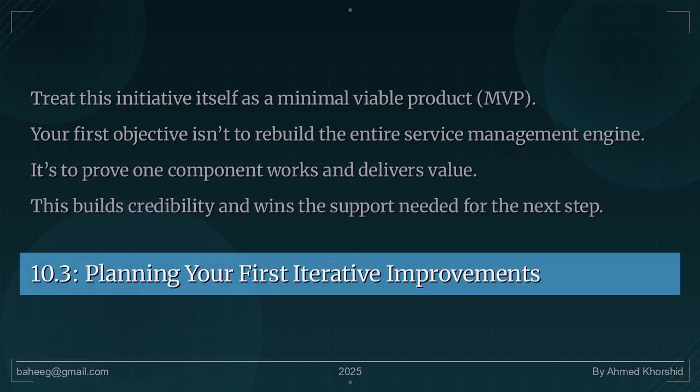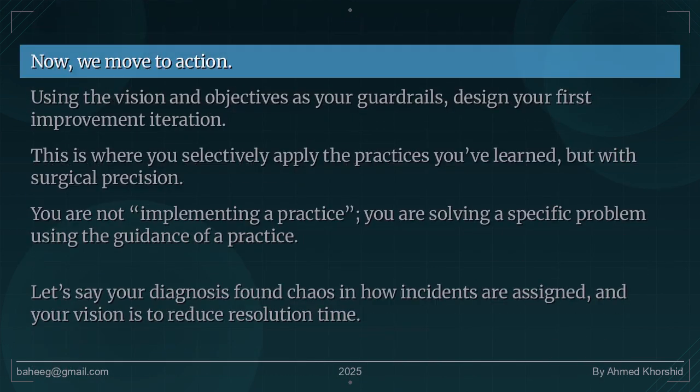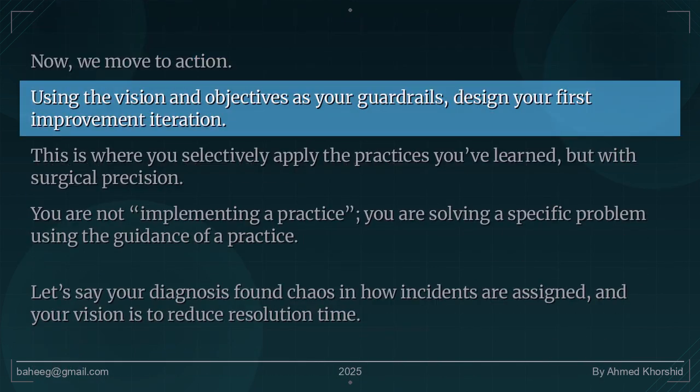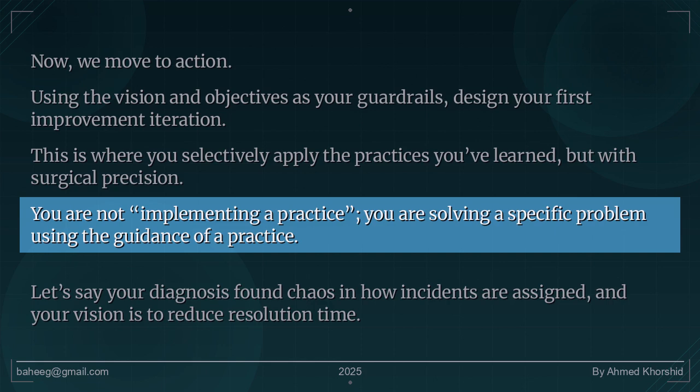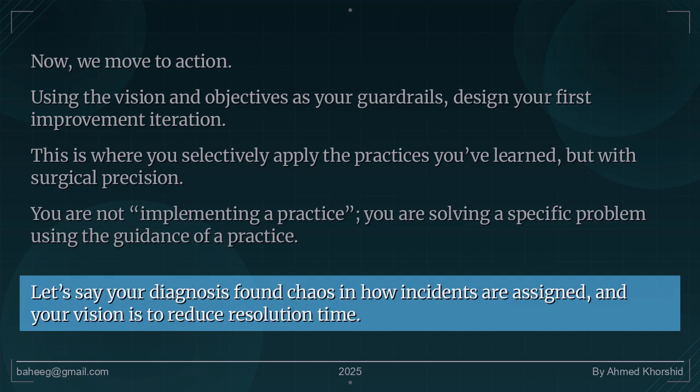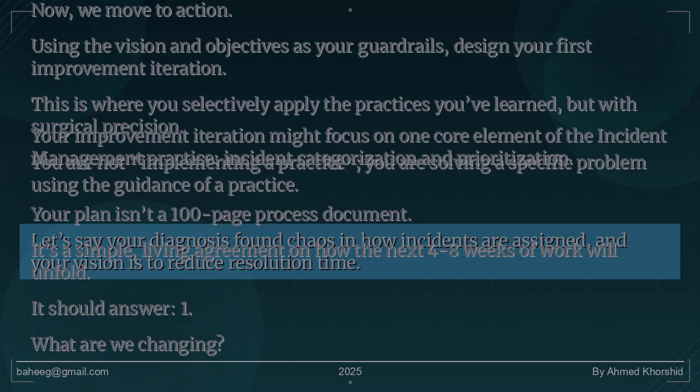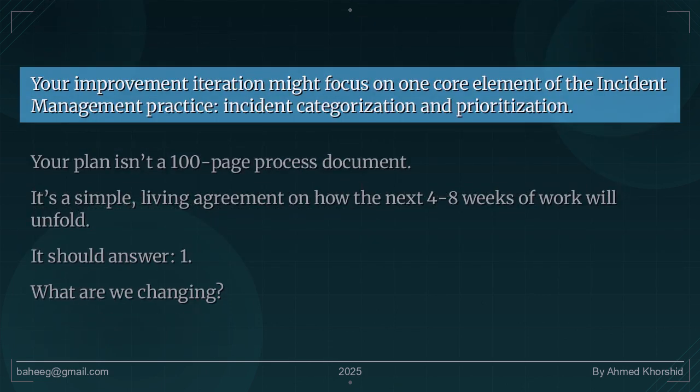10.3. Planning your first iterative improvements. Now, we move to action. Using the vision and objectives as your guardrails, design your first improvement iteration. This is where you selectively apply the practices you've learned, but with surgical precision. You are not implementing a practice, you are solving a specific problem using the guidance of a practice. Let's say your diagnosis found chaos in how incidents are assigned, and your vision is to reduce resolution time. Your improvement iteration might focus on one core element of the incident management practice: incident categorization and prioritization.